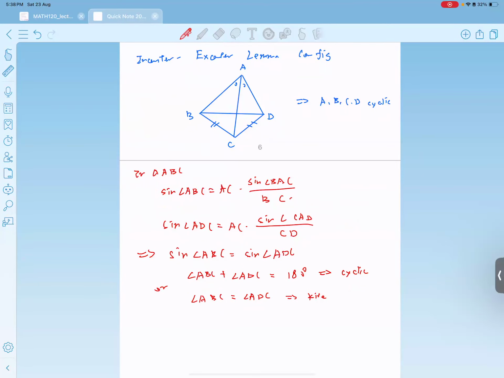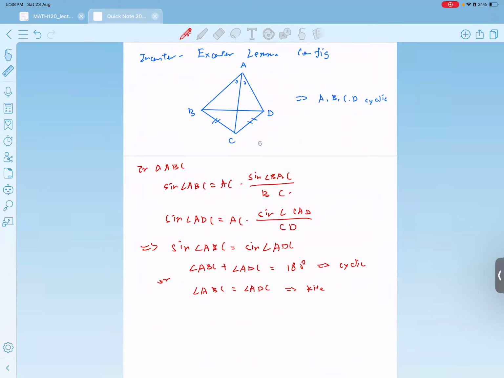So again, moving on to the digest as usual. What is it called? The incenter excenter lemma. Because if you draw a circumcircle and then you have I, right, then BC, I and CD will be the same by the incenter-excenter lemma. So this is the incenter-excenter lemma config.